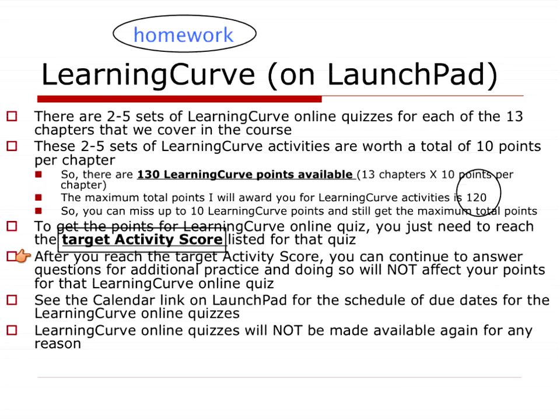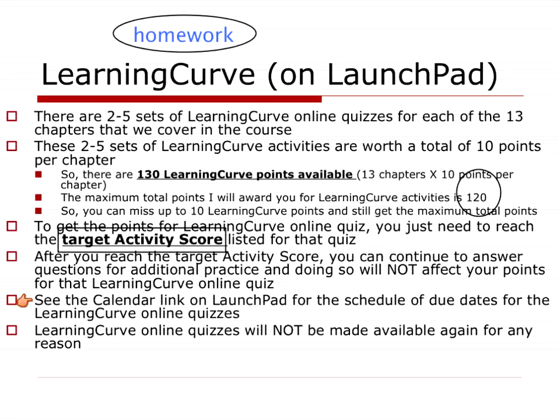I get this, right? After you reach that target activity score, that is after you have cleared the level, you can keep on answering questions until your fingers fall off. Okay? Why would you do that? Because it's additional practice. And when you do it, it's not going to affect your points. Once you reach the target activity score, you have locked in the points, and all additional quizzing is just retrieval practice and an excellent way to prepare yourself for the test.